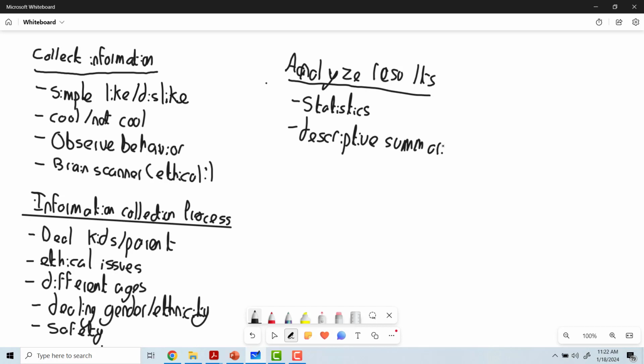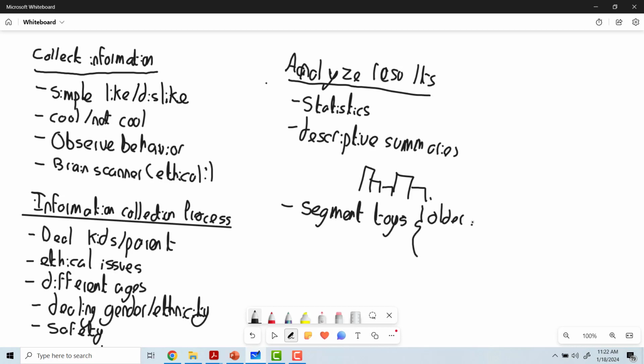Maybe proportion for each product, have a little bar graph of proportion who like the product and things like that. And then we could maybe look at, we'll talk more about segmentation later in the class, but we could segment toys. You may have one group maybe preferred by older boys, one by maybe females, females maybe 6 to 8 or something like that.